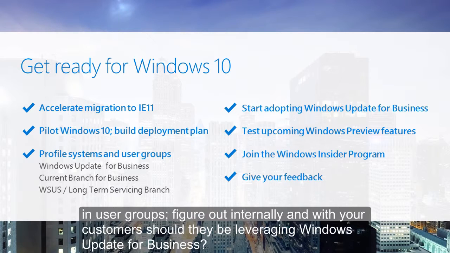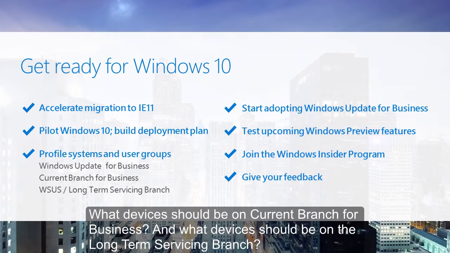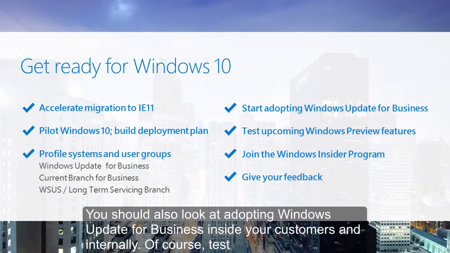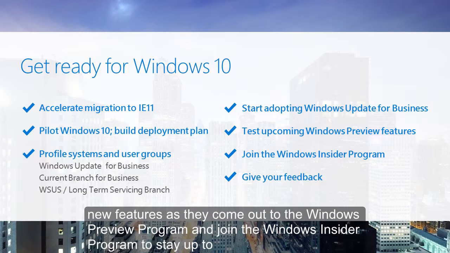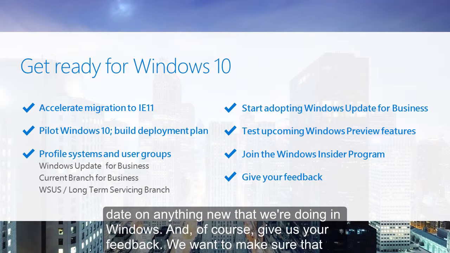Also, profile systems and user groups. Figure out internally and with your customers, should they be leveraging Windows Update for Business? What devices should be on Current Branch for Business? And what devices should be on the Long-Term Servicing Branch? You should also look at adopting Windows Update for Business inside your customers and internally. Of course, test new features as they come out through the Windows Preview program, and join the Windows Insiders program to stay up to date on anything new that we're doing in Windows.